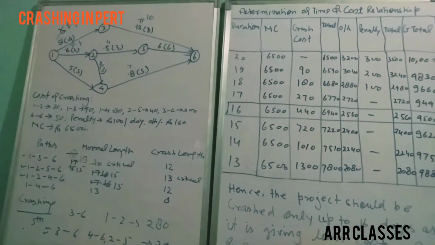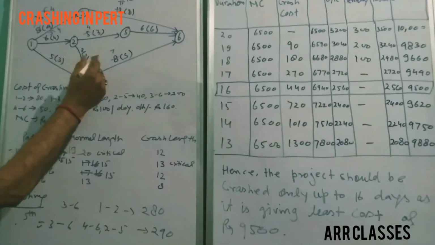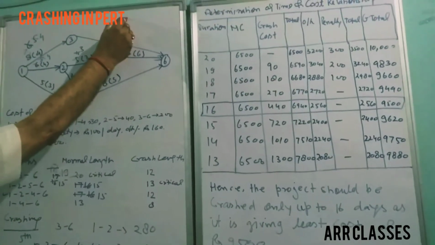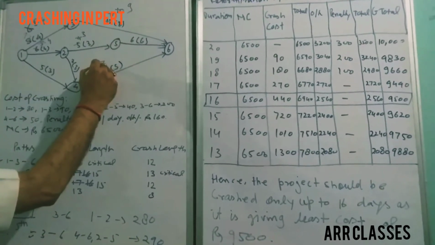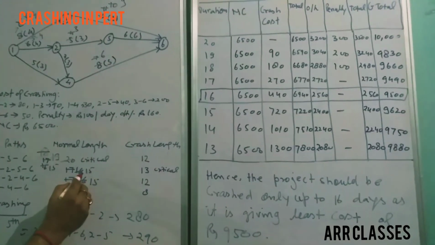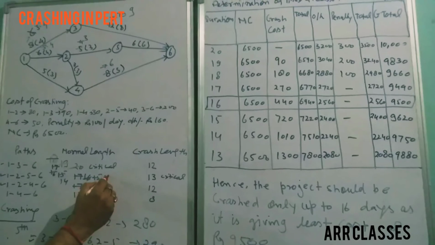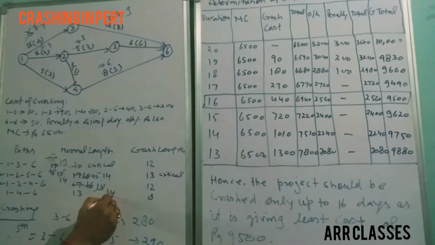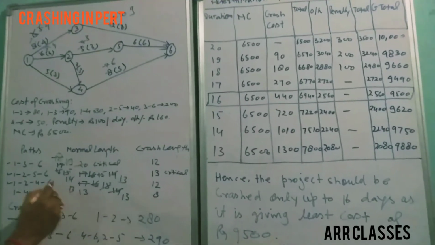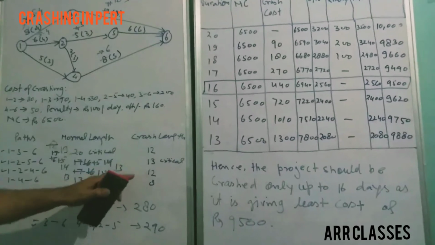And then we will go to the 7th one. For the 7th also the same will be crashed. So here it will become 3, here it is 9, and here it is 6. So for 13 days it was 14, let us record here the same thing, 13 and 13. So up to 13, beyond 13 we should not crash it.